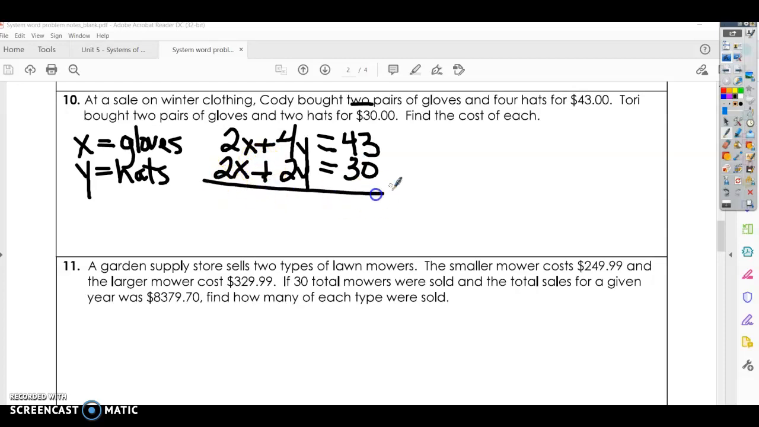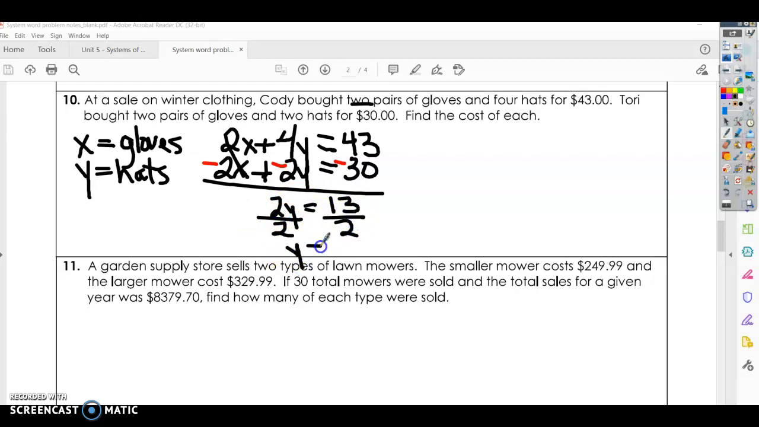We can add or subtract our equations in order to eliminate one of our variables. We have a 2, a 2, a 4, and a 2. 2 plus 2 is 4, but 2 minus 2 is 0. So what we want to do is subtract these 2 equations. So I'm going to subtract, subtract, and subtract. Now I can just combine these equations. So 2x plus negative 2x is 0. So 4 minus 2 is 2y. And 43 minus 30 is 13.